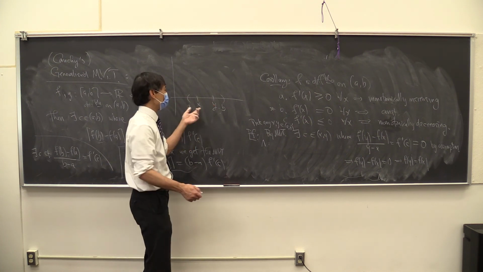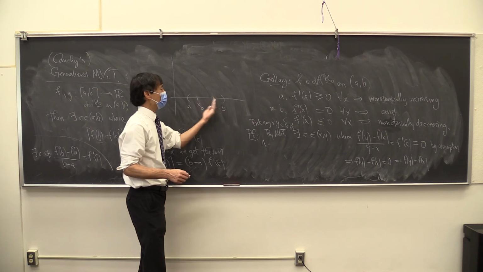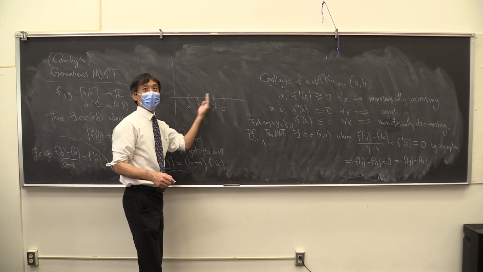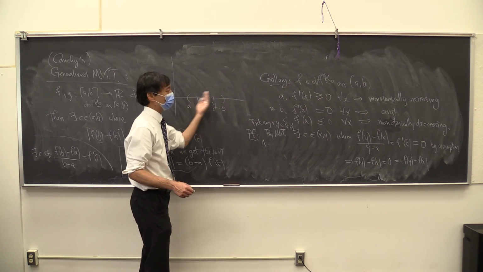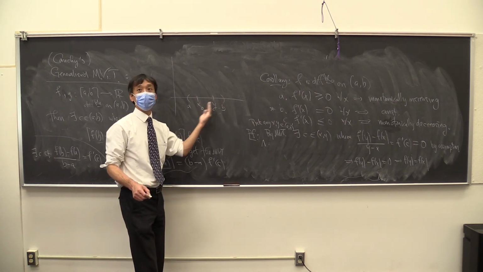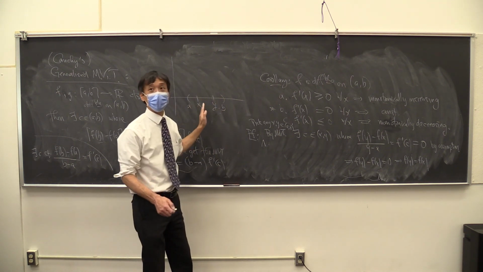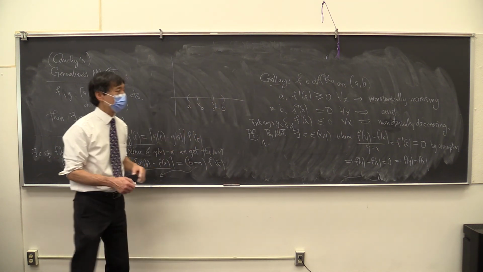So whatever two points you choose, they're going to have the same values. Or, if you wanted, you could fix one point, x naught, and then let y move around. All of those f of y's are going to be equal to f of x naught. And so the function is constantly equal to that value at x naught. Okay.